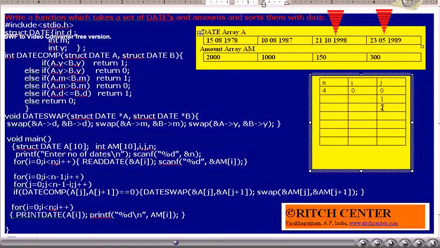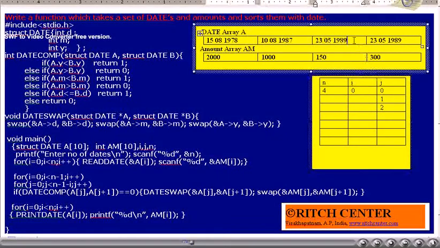Now the third date and fourth date are compared with the help of the date compare function. The third date is 1998, whereas the fourth one is 1989. As that is older than 1998, the dates are now supposed to be exchanged. At the same time, the amounts also get exchanged.